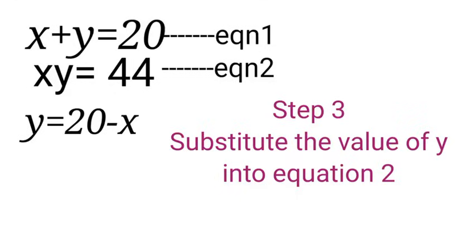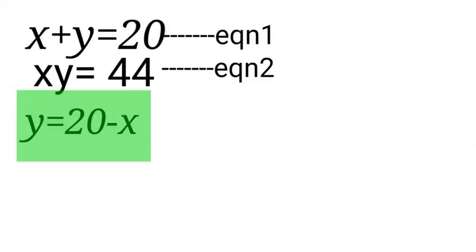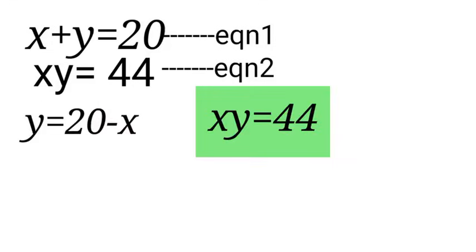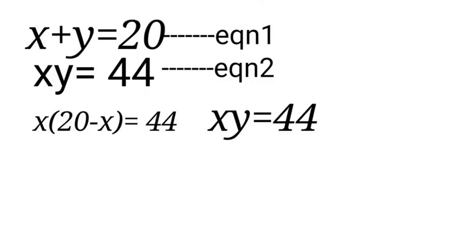Step 3. Substitute the value of y into equation 2. So we have y equals 20 minus x, and equation 2 is x times y equals 44. So we are going to substitute 20 minus x in place of y. It will now be x, open bracket, 20 minus x, close bracket, equals 44.